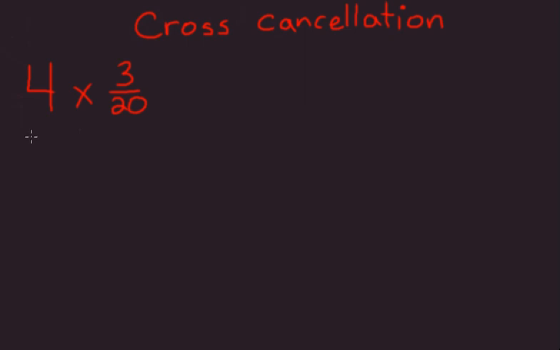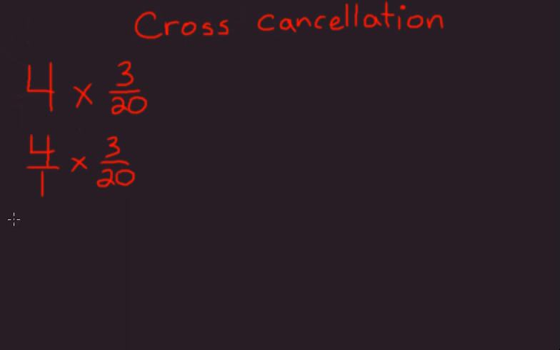If you remember from other lessons, we can change any whole number into a fraction by just writing it over a 1. So now we have 4 over 1 times 3 over 20. We could just multiply straight across and end up with 12/20, but then we'd have to simplify that. Cross-cancellation helps us to do the simplification first. We can simplify before we multiply.